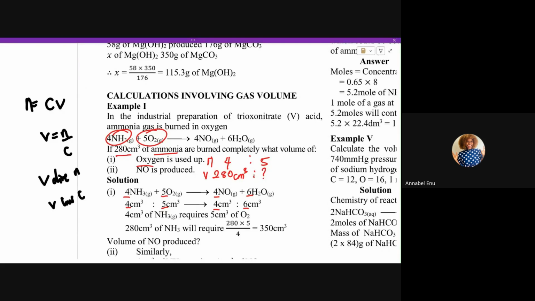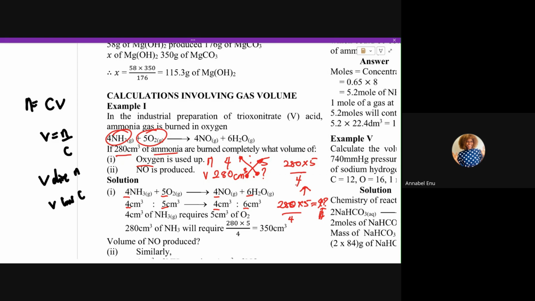This is what it's simply asking us, and it's very easy. Like we did earlier, we are going to cross multiply. All right. When we cross multiply, we have 280 times 5 divided by 4. Because this, we multiply this, and 4, we multiply the unknown. So it's going to be 280 times 5 equals to 4 unknown. Then we divide both sides by 4. That's how we got this top one. Okay. So 280 times 5 divided by 4 is 350.